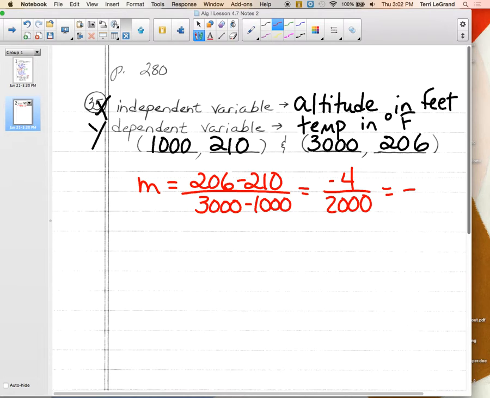You can't take a small number and divide by a big number and get a fairly big number. Would 2,000 divided by 4 be 500? Yes, if the 2,000 was upstairs and the 4 was down, but that's not the way it is. So we have to simplify this as a fraction. Does 4 go into 2,000? How many times? 500 times. So it goes into itself once and it goes into 2,000 500 times. We're going to leave our slope just like that. There's our slope, negative 1/500.